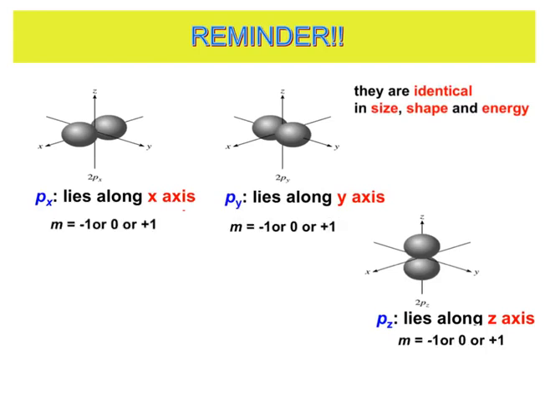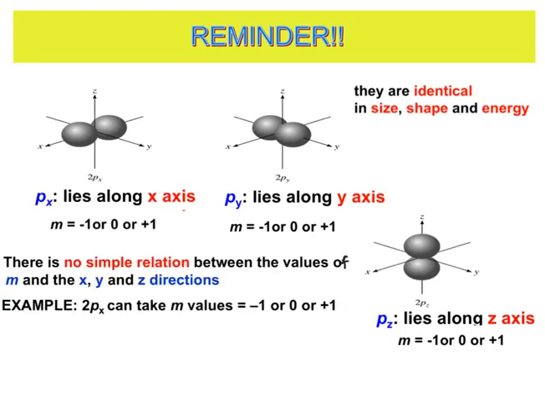The magnetic quantum number value for these 3 orbitals is either -1 or 0 or +1. There is no simple relation between the value of m and the x, y, and z direction. For example, the 2px orbital can take the magnetic quantum number value -1 or 0 or +1.